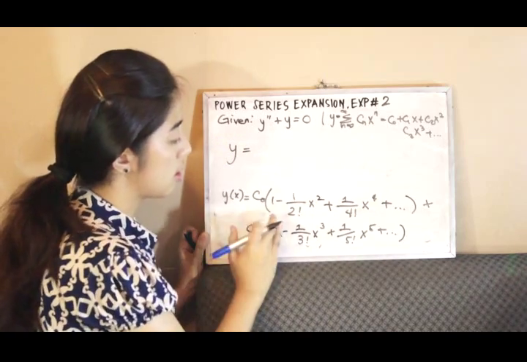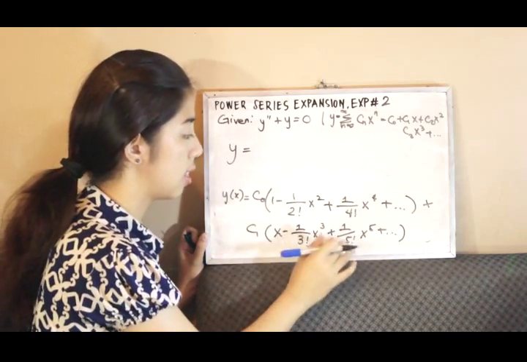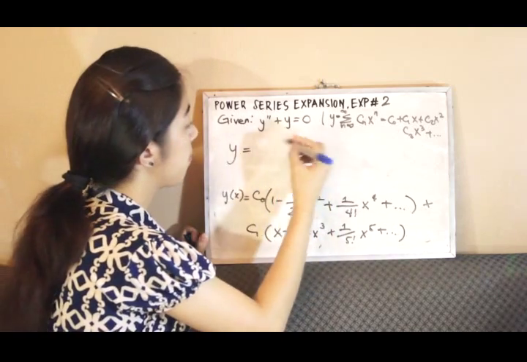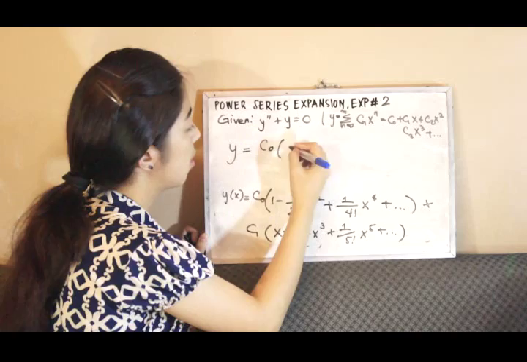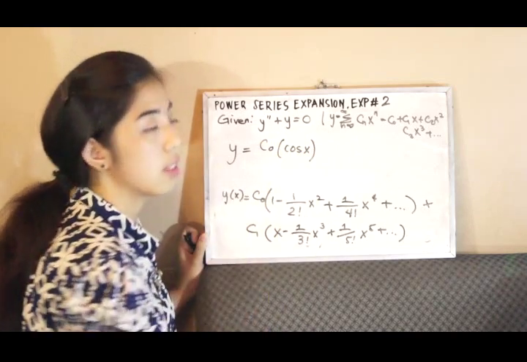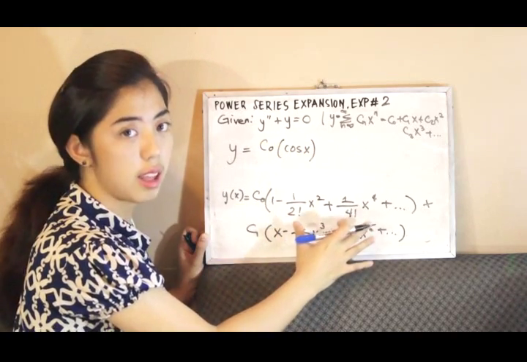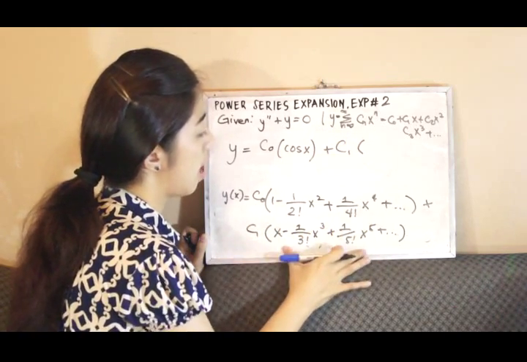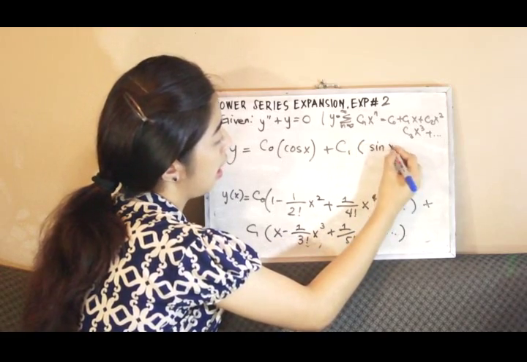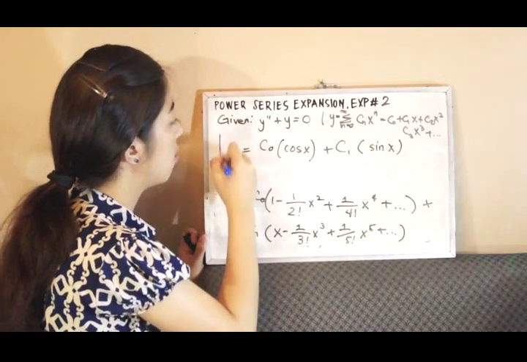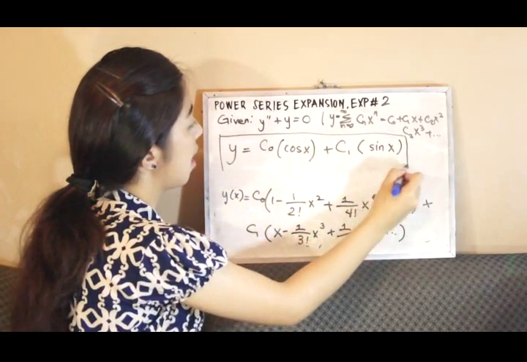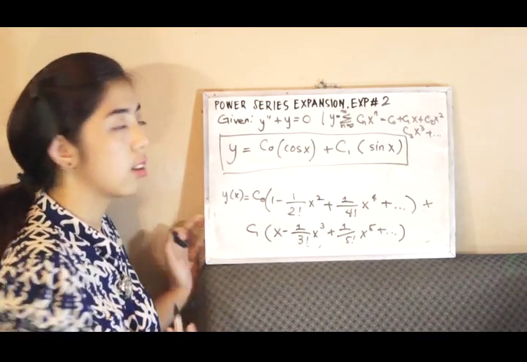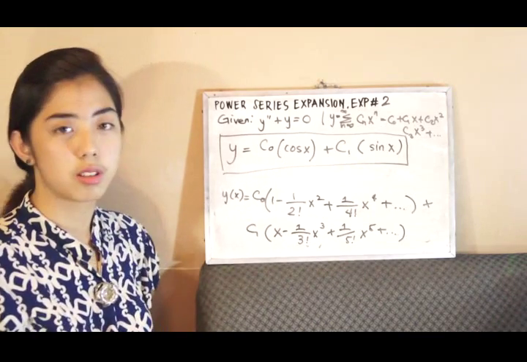You can notice this is the series expansion of cosine x, and this is the expansion of sine x. So inside the c sub 0 is the cosine x function, plus c sub 1, inside here is the sine x function. So now this is a transcendental function of the power series expansion of y double prime plus y is equal to 0.